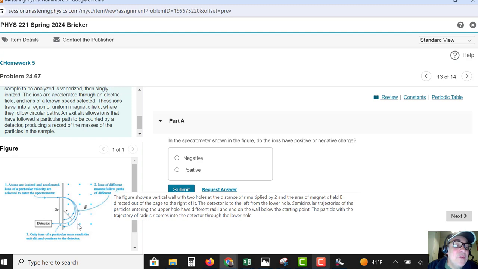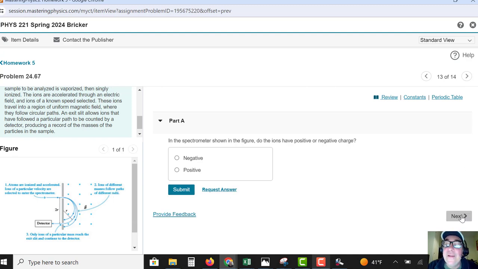If V at this point is down, and B is out at you, the force is towards the center. Would that happen for a positive or negative charge? So do it for a positive charge, and if it works out, then it's a positive charge. If it doesn't work out, then it must be a negative charge. Okay, in a minute, I'll do a better picture with that.